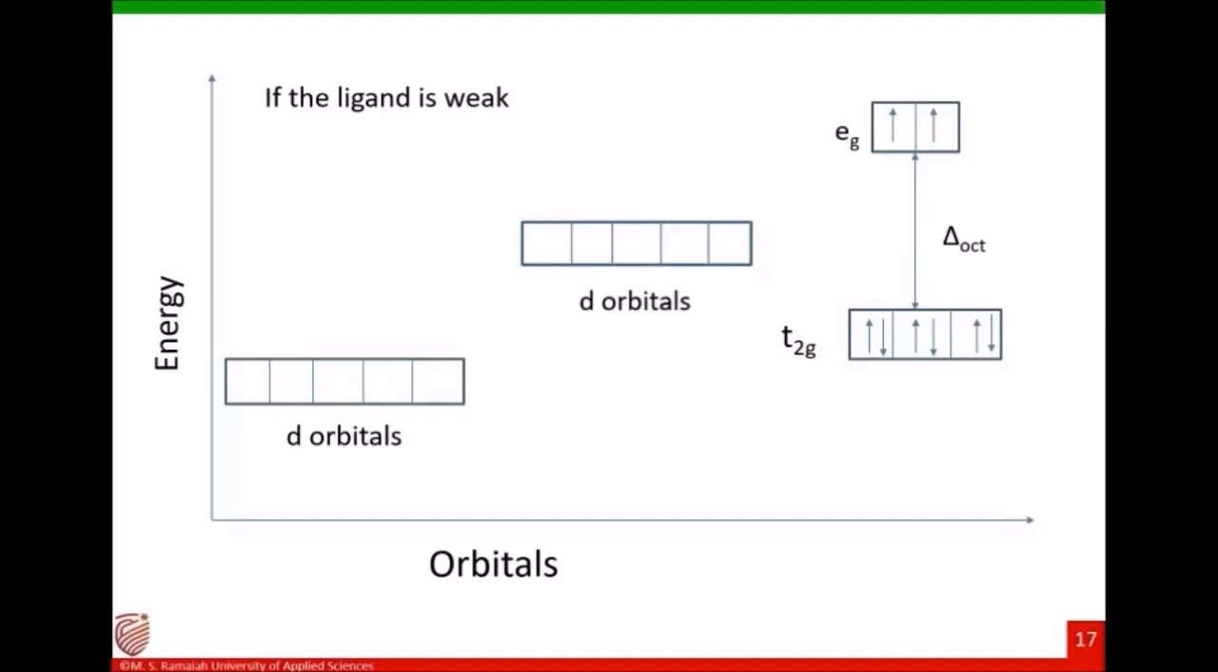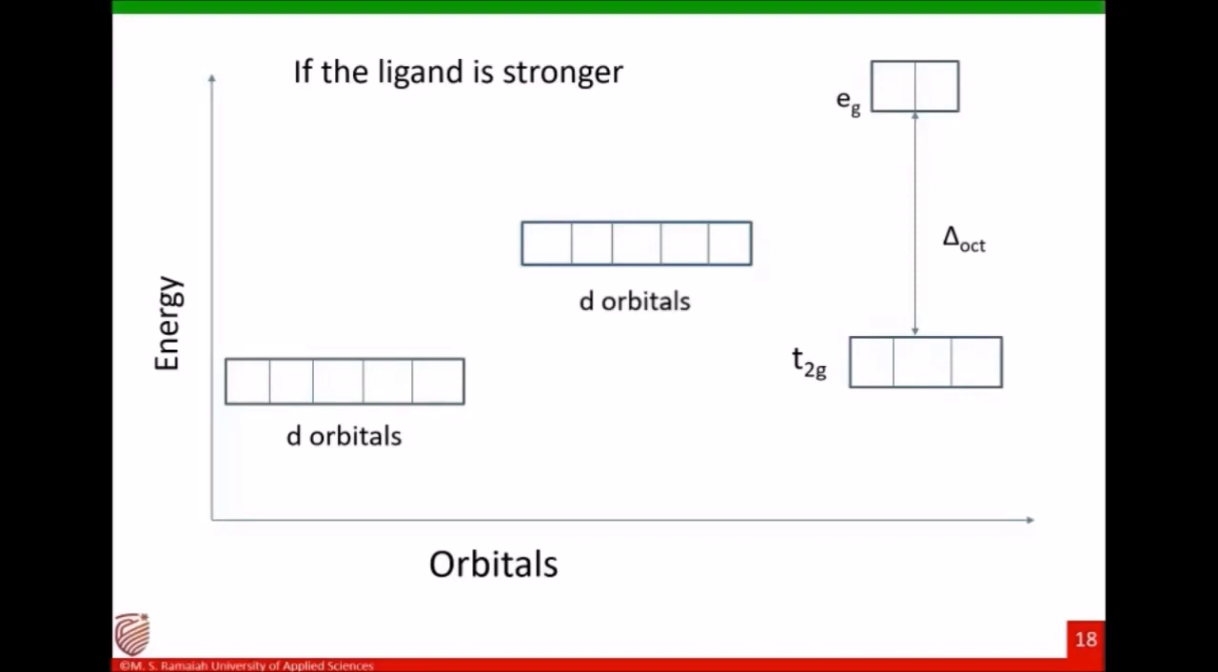If delta value is higher, then the sequence will be like this. After the complete filling of T2g orbitals, then only the Eg orbitals will be filled up because the energy gap is too high. This will happen generally with strong ligands. Therefore, more chance for the complex to become low spin complex or diamagnetic. We will study the examples of these in the next video.